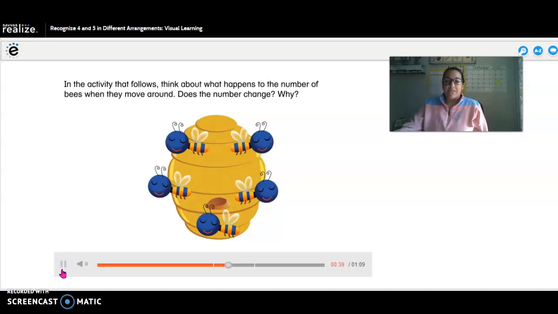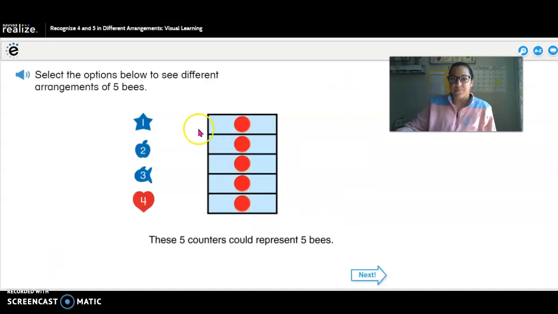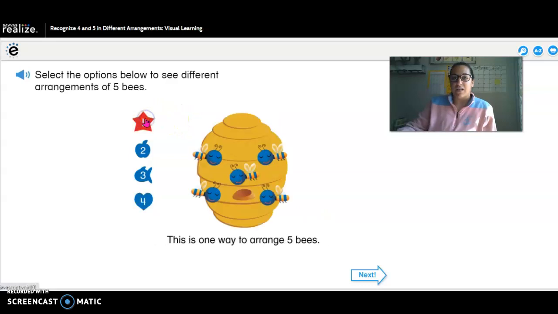In this next activity, we are going to think about what happens to the number of bees when they move around and if the number changes. So here, this is one way to arrange. We can see one way to show 5 bees. 2 on the outside, 1 in the middle.